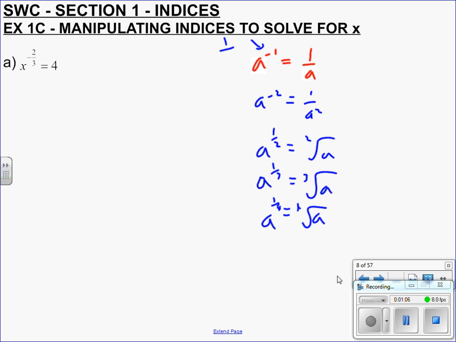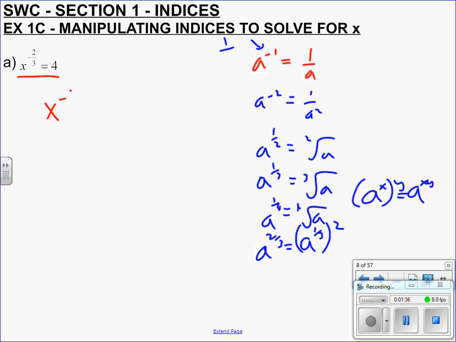If you had a to the 2 by 3, remember from our indices law, we've talked about it a lot in the previous videos, that a to the x all to the power of y is the same as the powers timesing each other. So this is the same as a to the 3rd, all squared. So it's a two-step process. Now, that being said, with this x to the minus 2 by 3, we're trying to find x equals.